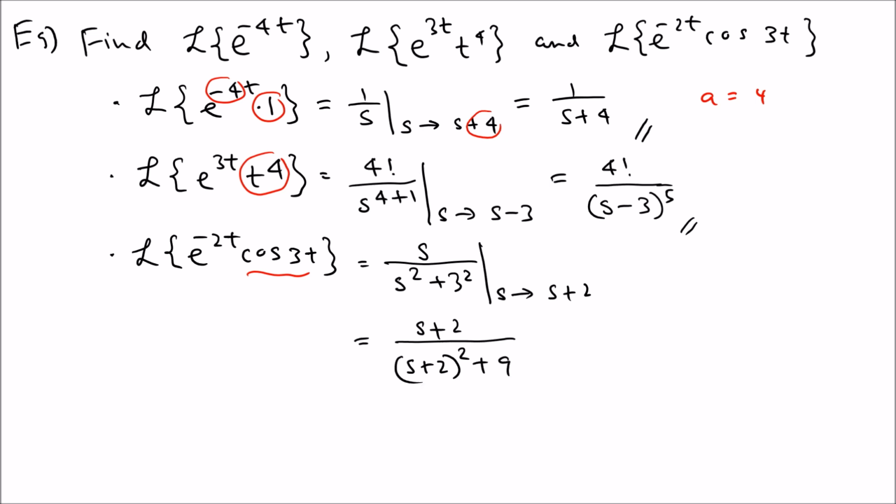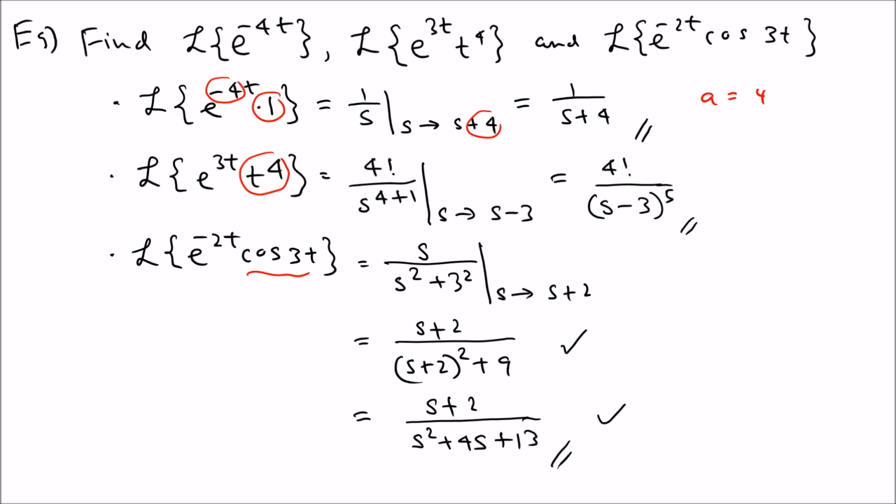You can leave it like that, or you can even expand. So this is completely fine, or you can expand the bottom and add them. So that means you're going to get s plus 2 over, when you expand, s squared plus 4s, and then you also get 4 plus 9, which is 13. So that's the answer. You can write one of those forms, it doesn't matter which one.